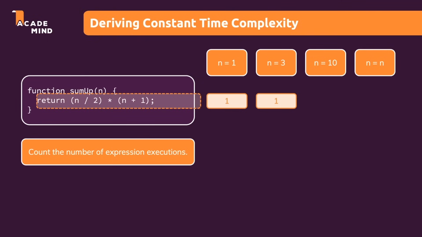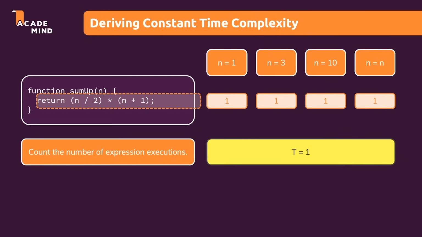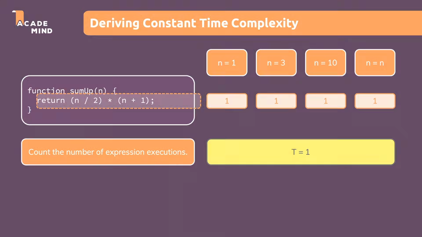And the same is true for n equal to 10 and for whatever value you have in n. And therefore you can see if you write this as a function, t equals 1. There is no n anywhere in this. When we count the number of executions, we got no expression that would run n times. This one expression we got here runs once.